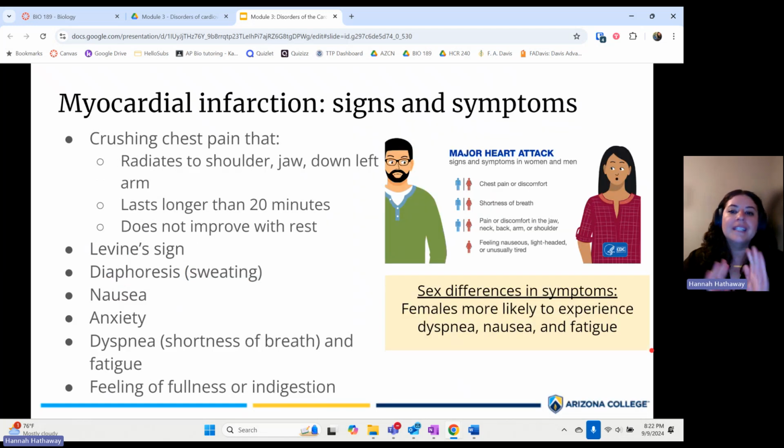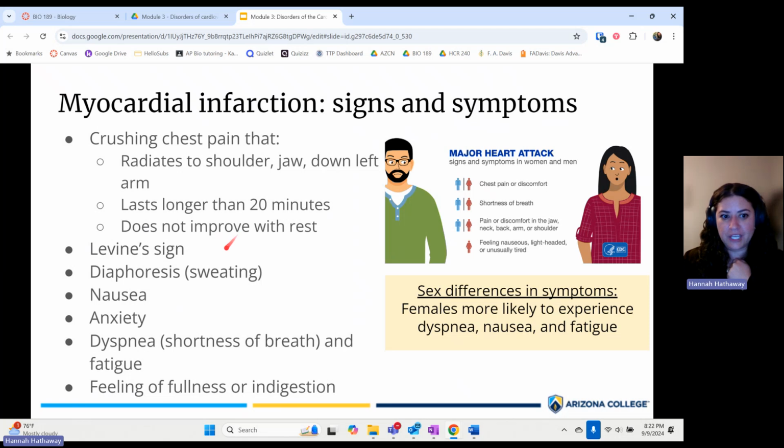Okay, so signs and symptoms of myocardial infarction. Some of them are very simple, similar to angina. So that crushing, radiating chest pain, the chest pain can radiate to the shoulder and jaw, and especially down the left arm, that classic left arm pain. Specifically, the things that differentiate myocardial infarction from angina would be chest pain that lasts a long time, so longer than 20 minutes, and does not improve with rest.